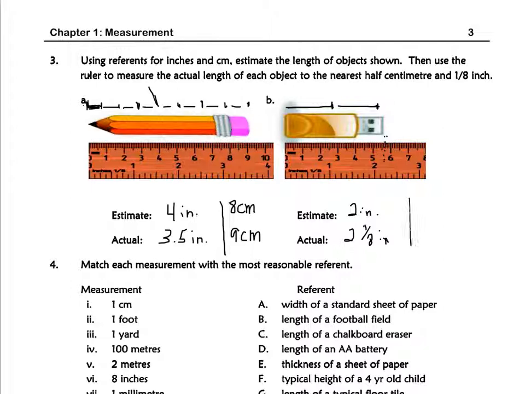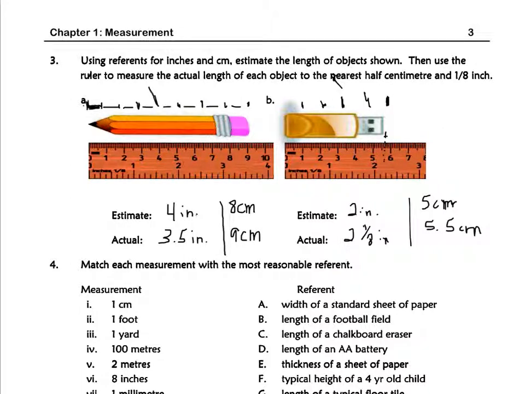And then if I go to the metric, my metric reference for my centimeter would be my fingernail again, and that would be about right here, here, here, here. So that's 1, 2, 3, 4, and not quite another one, so probably around 5. So that would be 5 centimeters. And if I look at the actual measure, it's about 5.5 centimeters.